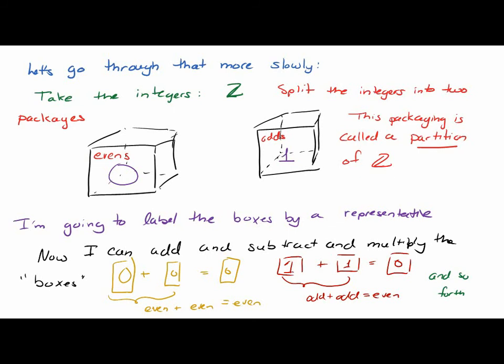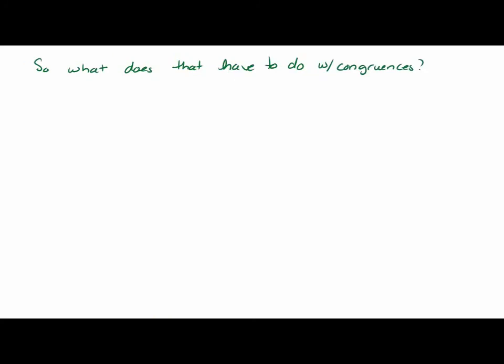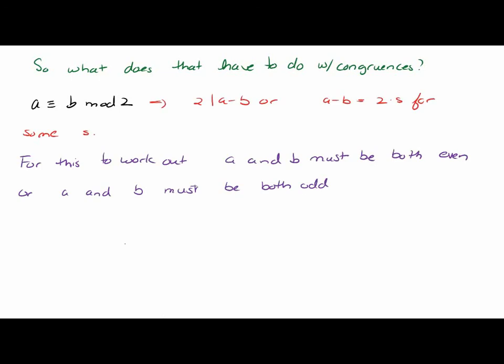This packaging or separation of the integers into these boxes is called a partition. I'm not sure if you heard about that in Dr. Lee's class, but you would have heard of it in modern algebra for sure. The idea of a partition is that you can take a big, huge set of items and package them up into disjoint sets. So what does that have to do with congruences? Let's just look mod 2. If I'm modding by 2, it means that A minus B is an even number. For this to work out, A and B must both be even, or A and B must both be odd. There's no other way for that to work out.